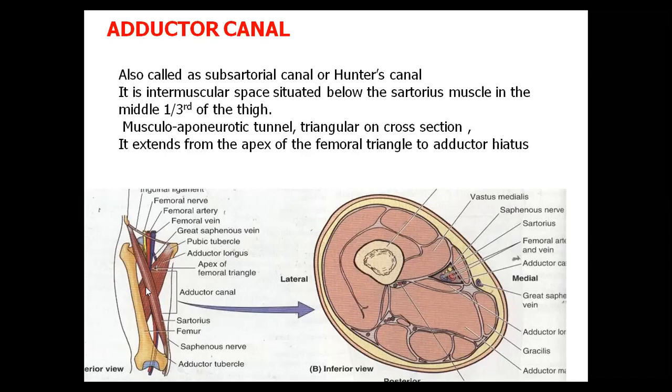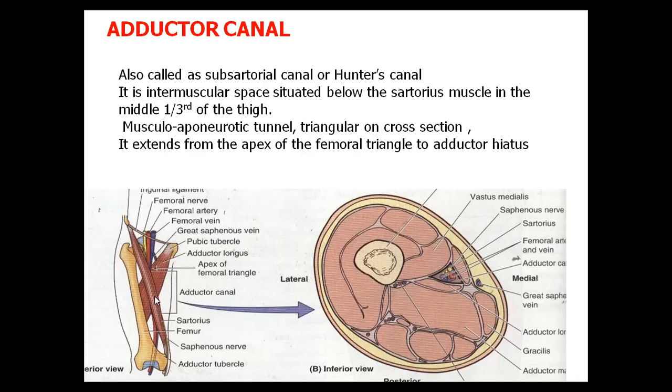Because it is present below the sartorius muscle, you also call it the subsartorial canal. It is called Hunter's canal because, as I told you, he was a surgeon who performed surgery to treat popliteal aneurysms. I will tell you more as we proceed, under applied aspects. It is an intermuscular space situated below sartorius in the middle one third of the thigh. It is a musculo-aponeurotic tunnel, triangular in cross section.